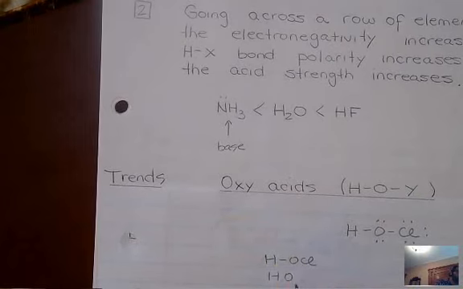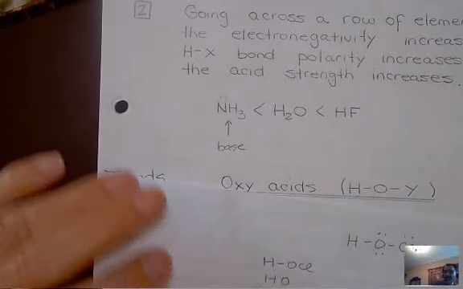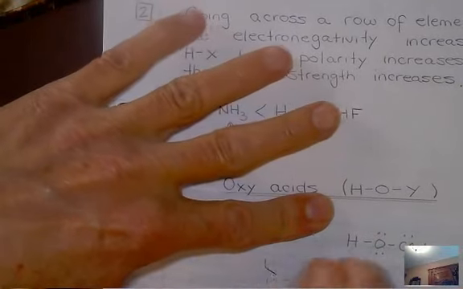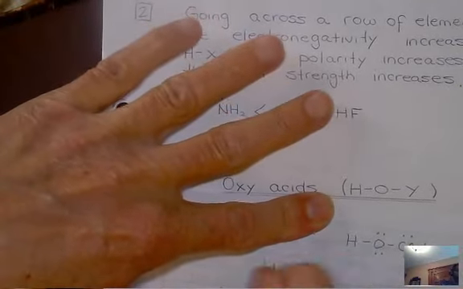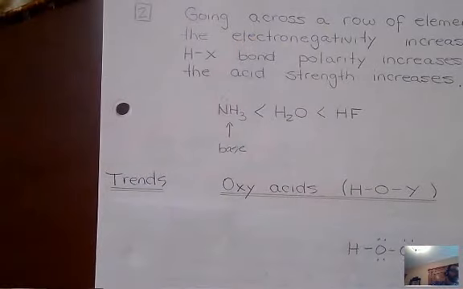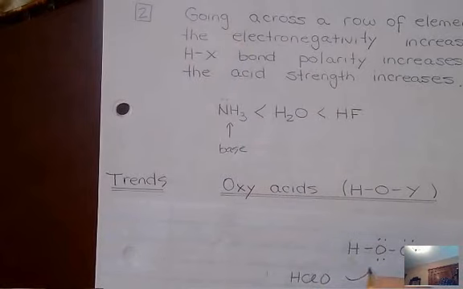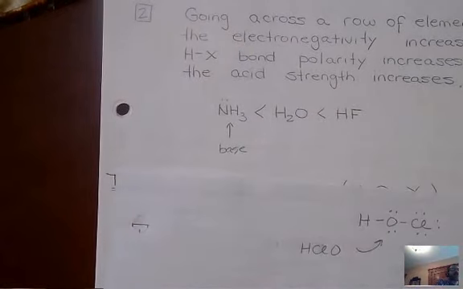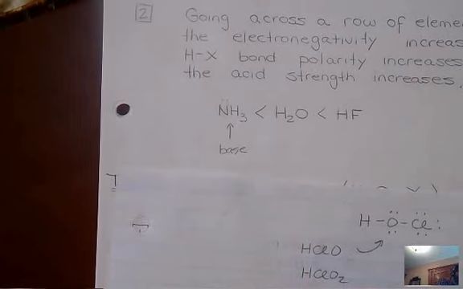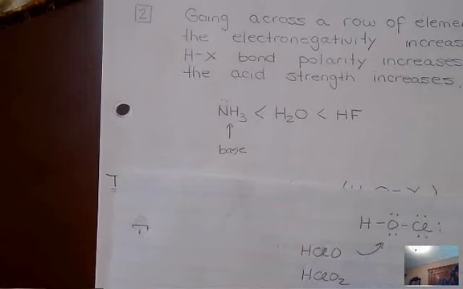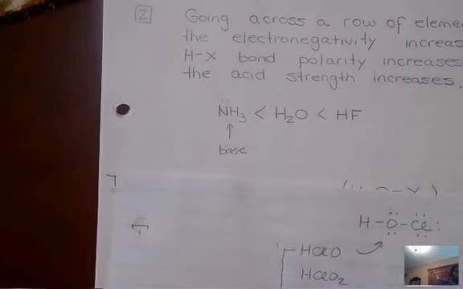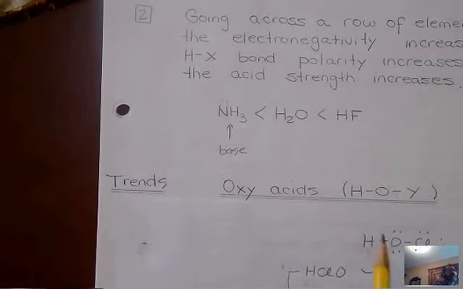Let me write it this way. Sorry. When you had to memorize the polyatomic ions and the acids that came from them, you had HClO, which is this one here, HClO2, HClO3, and HClO4. So these four acids are all of the form that we're talking about here.